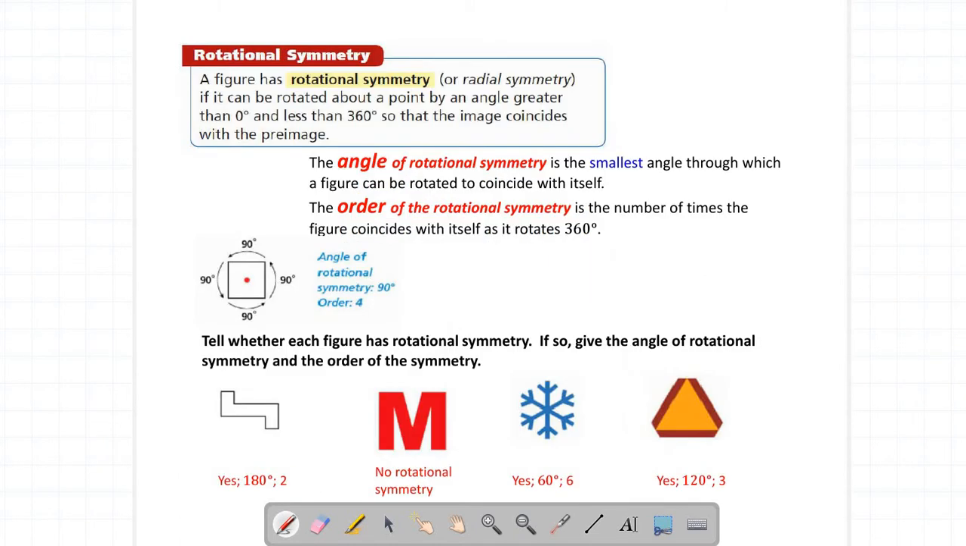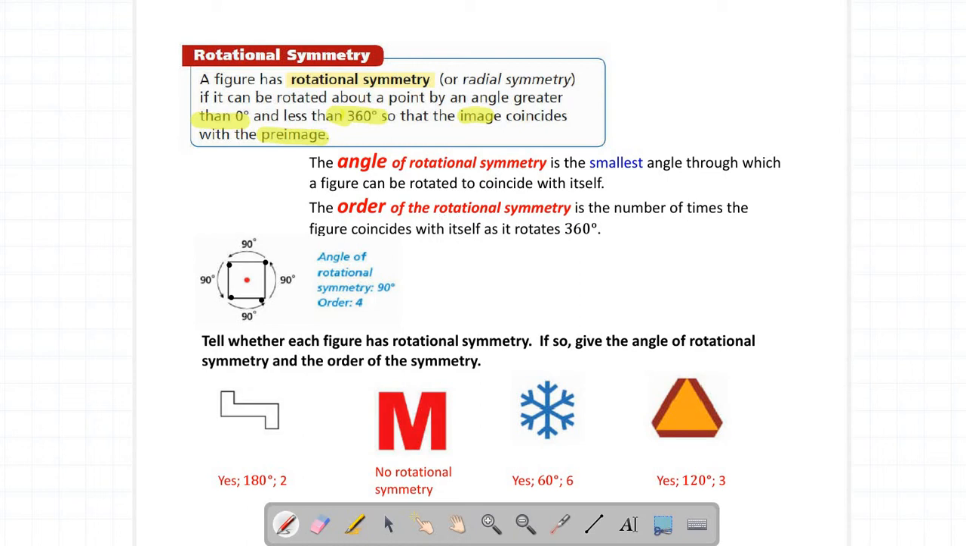Then we have rotational symmetry. Rotational symmetry is where you can rotate a figure about a single point, an angle greater than 0, of course, but it has to be less than a complete circle, and the image coincides with the pre-image. That means you can rotate less than 360 and get the same thing. For example, if you have a square, the angle of rotation is the smallest angle that it can be rotated to coincide with the original.